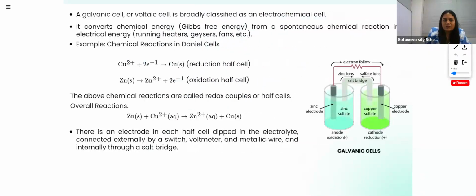So let's see an example of a galvanic cell here. Galvanic cell, as I said, is also known as Daniell cell. It is classified as an electrochemical cell. What is the main purpose of a galvanic cell? It converts chemical energy from a spontaneous chemical reaction into electrical energy.